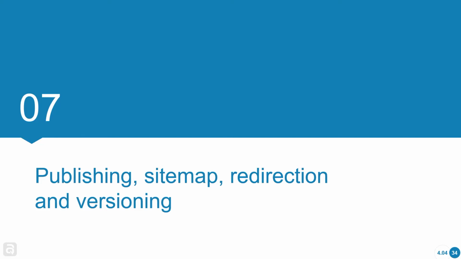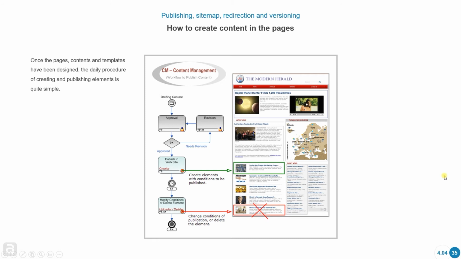Publishing, sitemap, redirection, and versioning. Now there's two different things we need to publish when we're working with content management. The first thing we need to publish is the elements that are in the family to be displayed in the pages. We already know there's a field inside of those elements that's called publish yes or no.